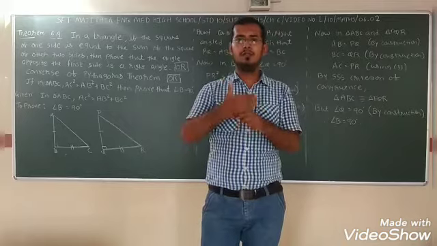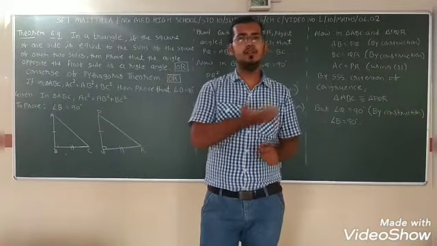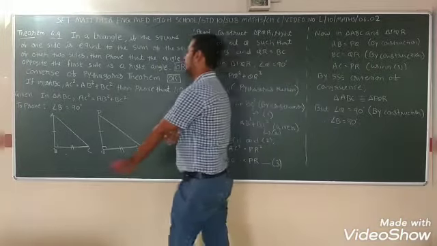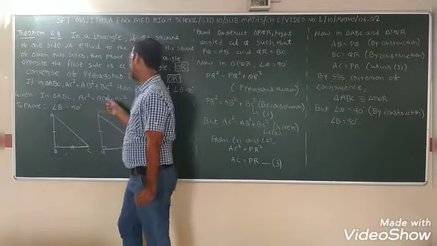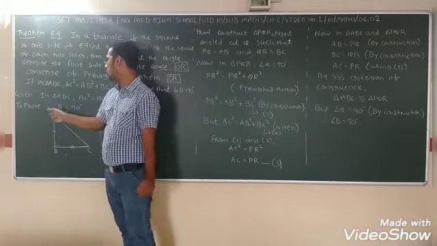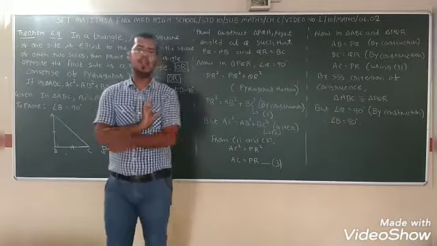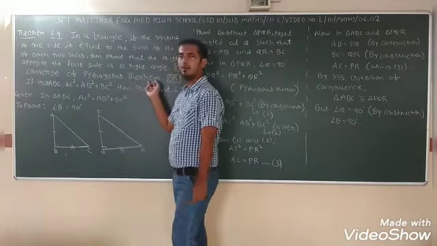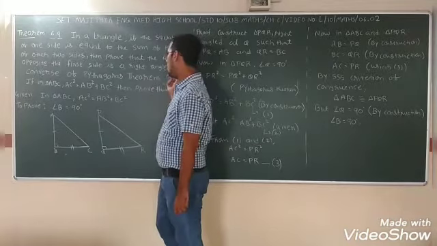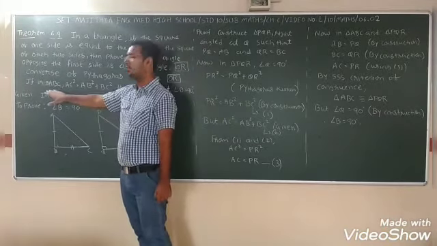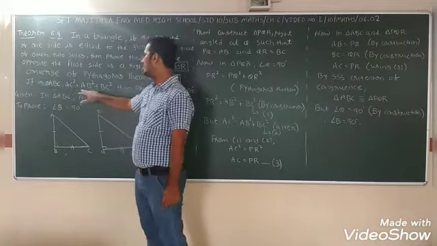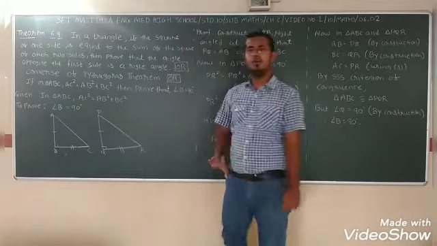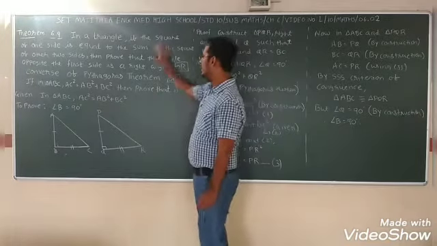Converse means reverse. It means that in the converse, what was given in Pythagoras becomes the thing to prove, and what was to be proved becomes given. So here the given is triangle ABC, AC square is equal to AB square plus BC square, and to prove angle B is equal to 90. That we have to prove. It is known as the converse of Pythagoras theorem. In written form, in simplest form: in triangle ABC, AC square is equal to AB square plus BC square, then prove that angle B is equal to 90. That is the third way it is asked.